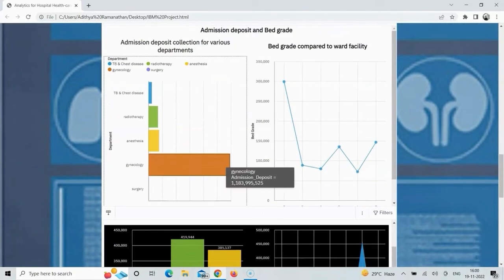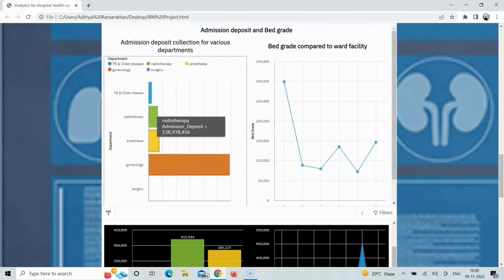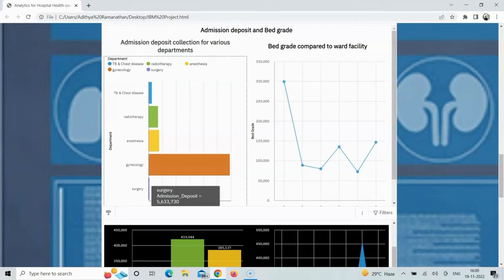On the left hand side, we can see the graph displaying admission deposit for various departments. Just like I said previously, we have four departments: TB disease, radiotherapy, gynecology, and anesthesia. From these four departments, we can infer how much admission deposit has been deposited in these departments, and how many patients have been getting admitted into these departments.